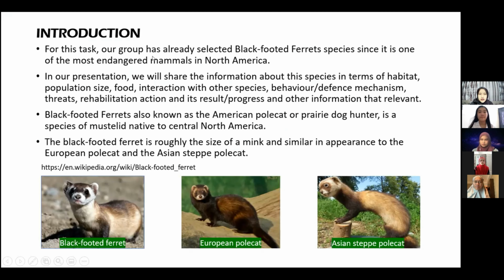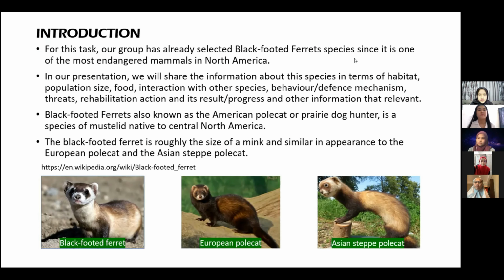For this task, our group has already selected the black-footed ferret species since it's one of the most endangered mammals in North America. In our presentation, we will share information about the species in terms of habitat, population size, food, interaction with other species, behavior, defense mechanism, threats, rehabilitation action and its result, progress, or other relevant information.